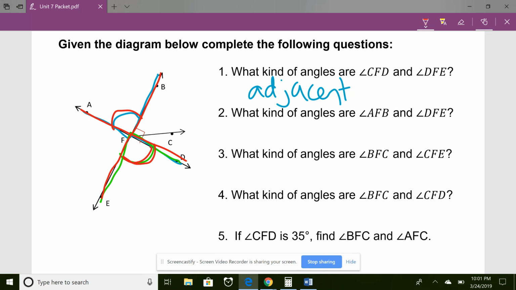So they are called vertical angles, which are on opposite sides of each other. And we just have to know that vertical angles are congruent. That's not the angle relationship between them name-wise. We just have to know that they're congruent.